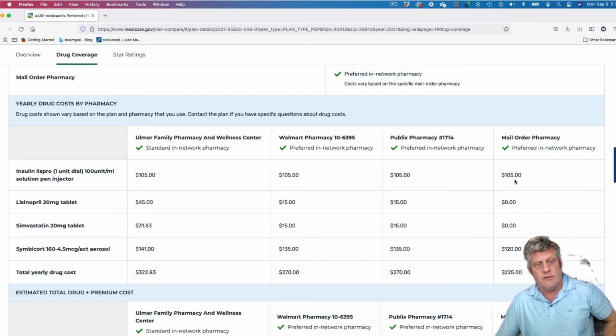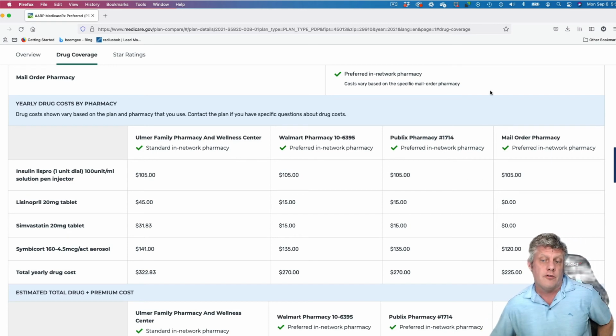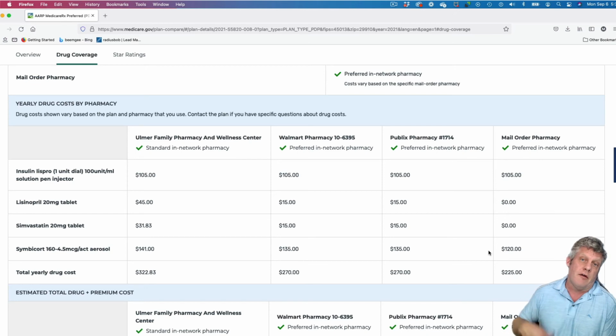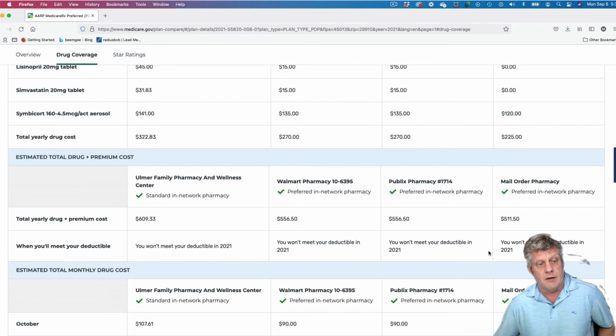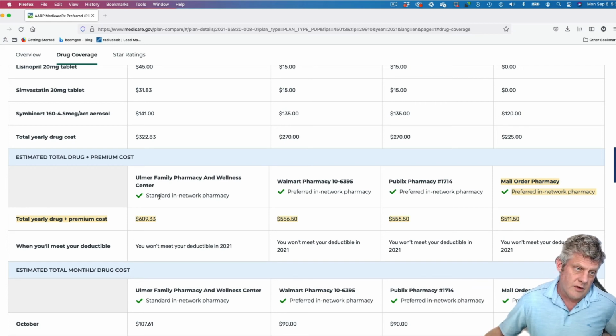So basically with this plan, it's worth paying the $95 a month premium because all your drugs are covered, and the most you'll pay for any of your drugs is a $45 copay, and those are for brand names. So in summary, if you look at your total yearly premium plus your total yearly drug costs, your share of the drugs, the best way to do it, guys, is mail order: $511 for the whole year versus $609 if you went to Ulmer.